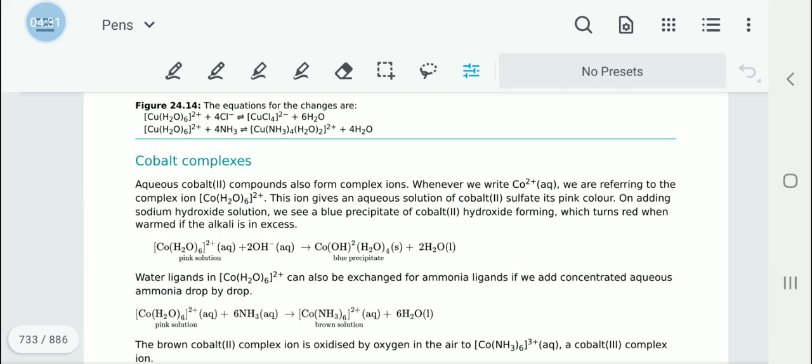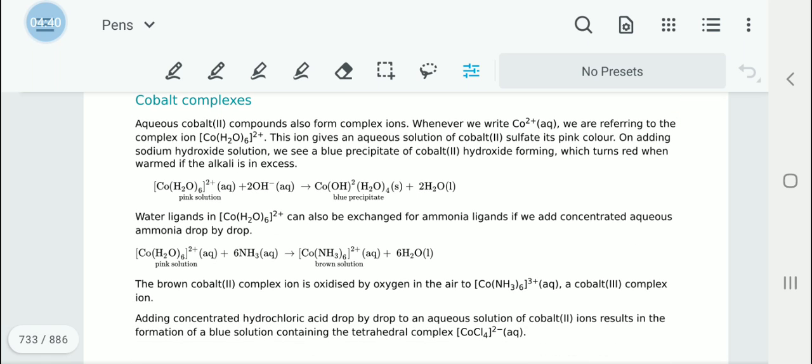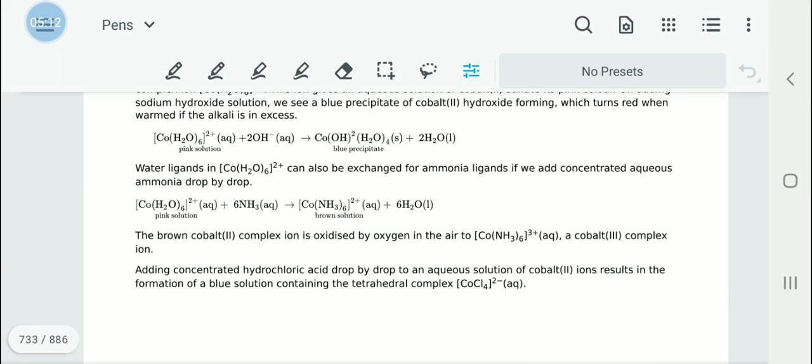water ligands can also be exchanged for ammonia ligands if concentrated aqueous ammonia is added drop by drop, which would give a brown solution of the complex [Co(NH3)6]2+. If left exposed, oxygen in air will oxidize this to the cobalt 3 complex.